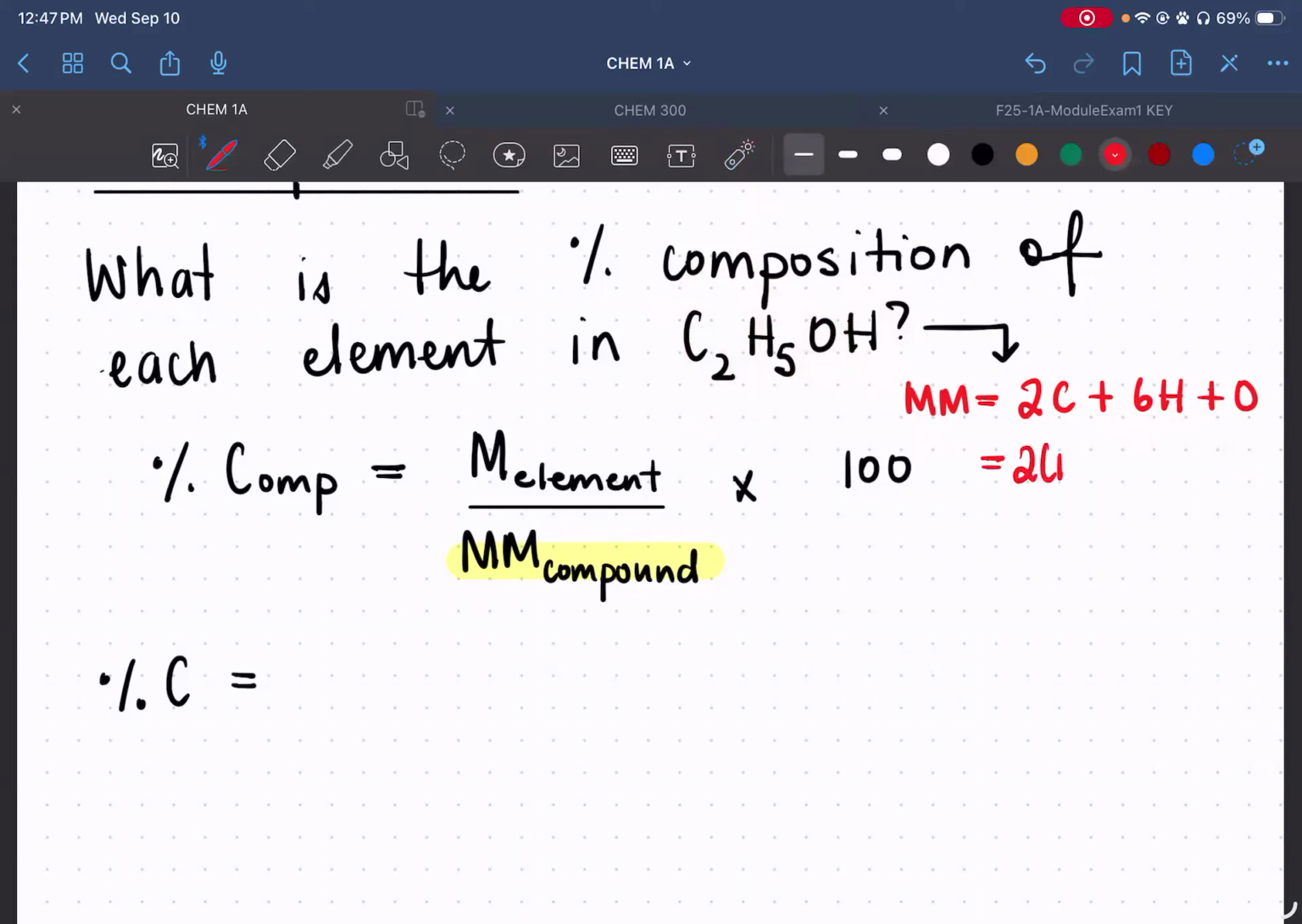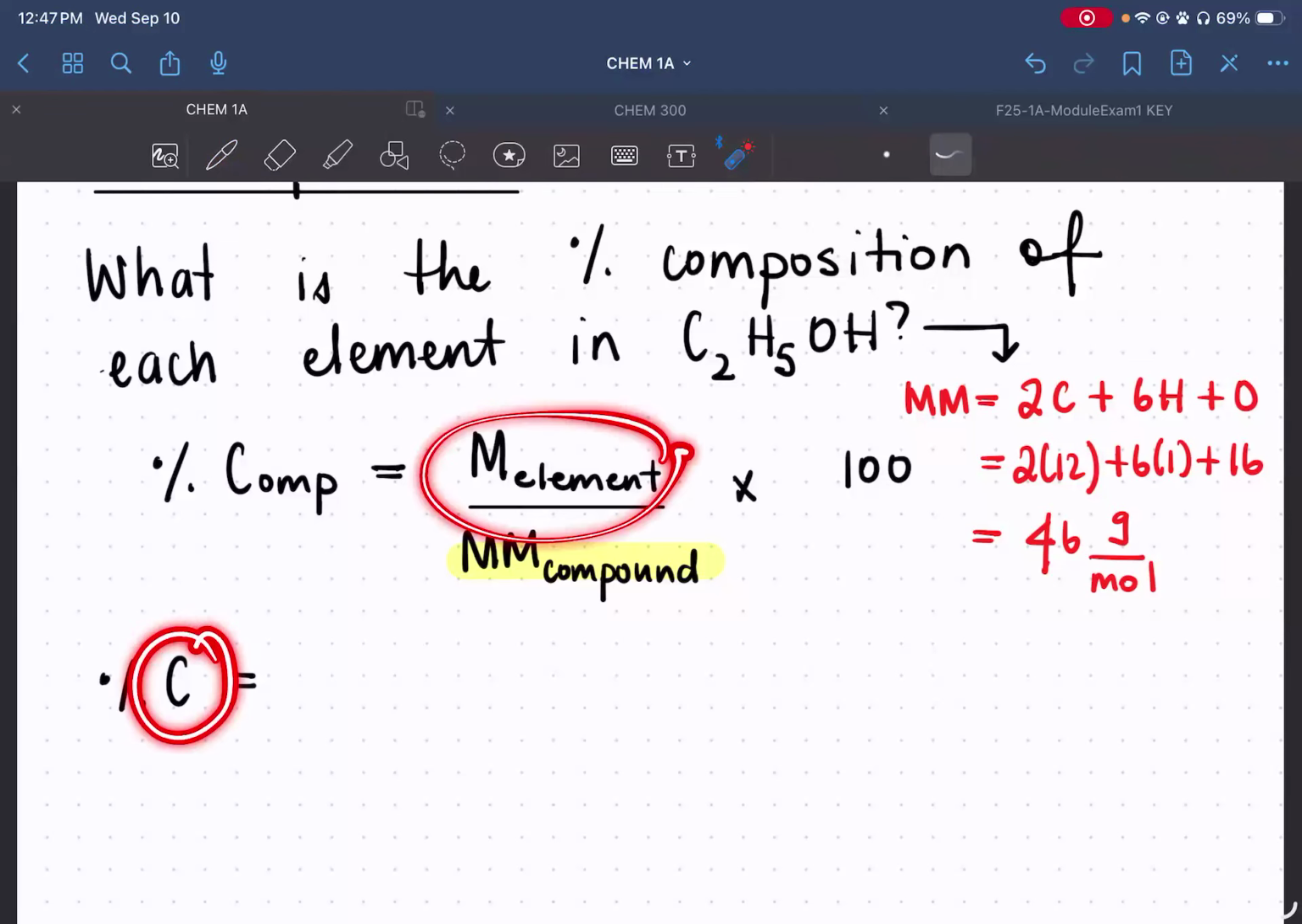We have 2 times 12, 6 times 1, plus 16. 24 plus 6 is 30. 30 plus 16 is 46 grams per mole. So we have the molar mass.